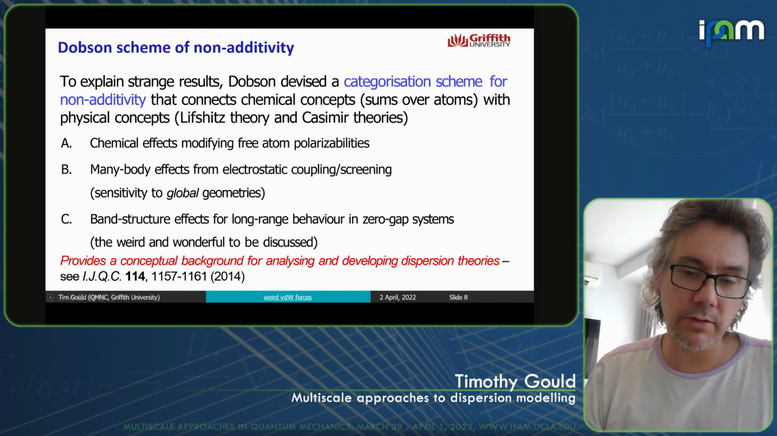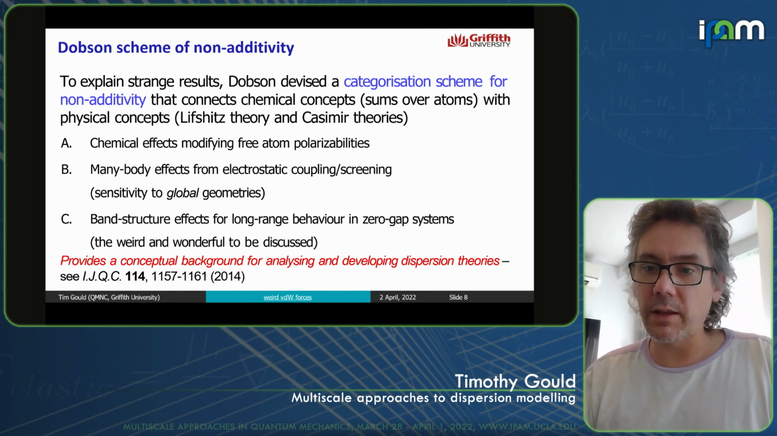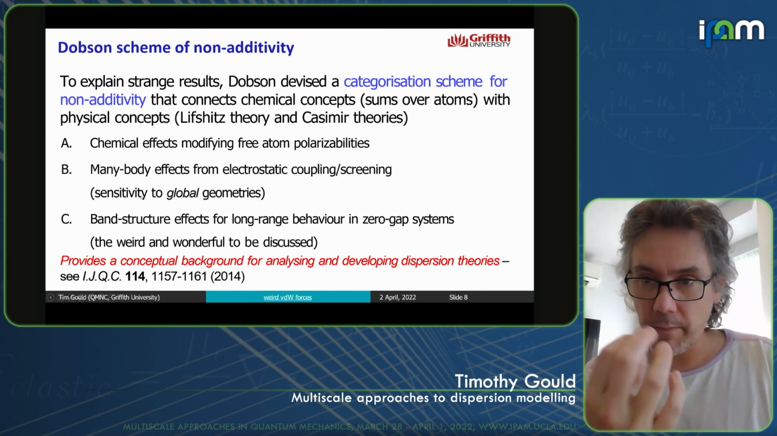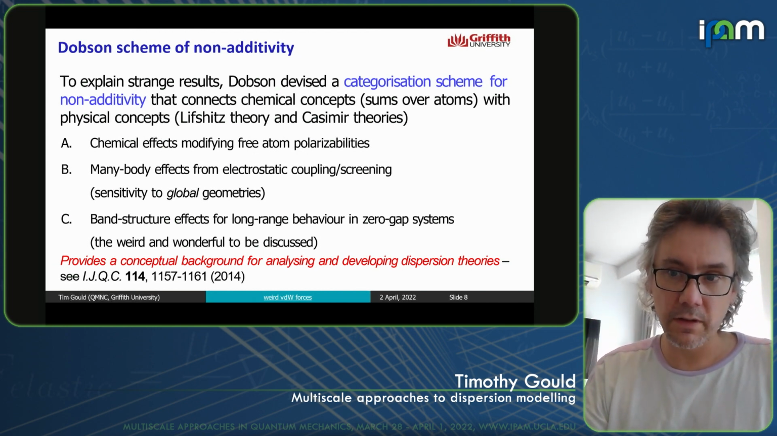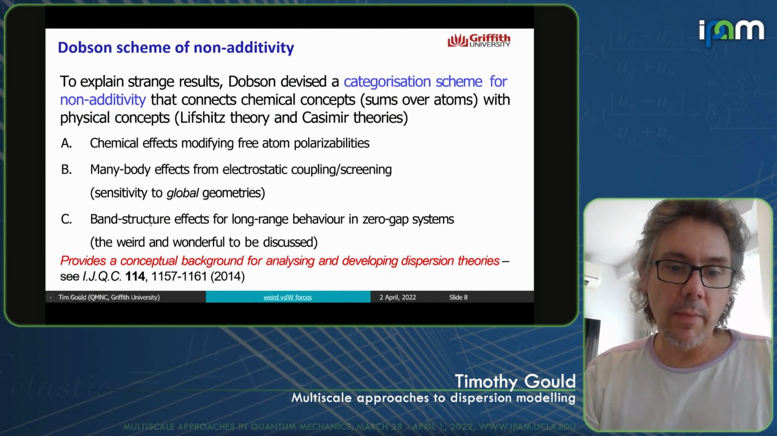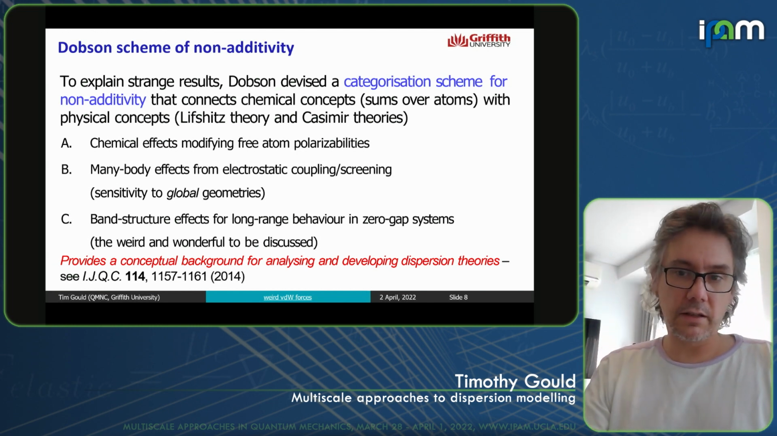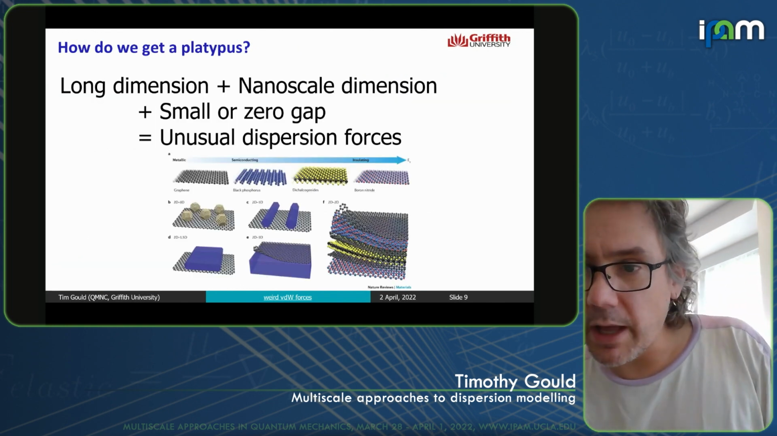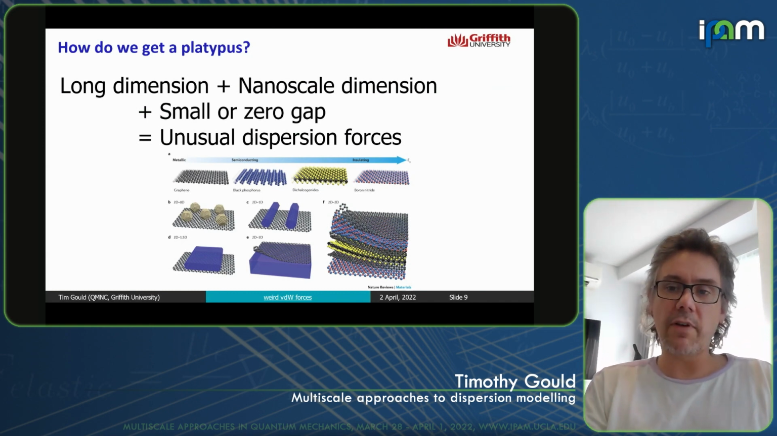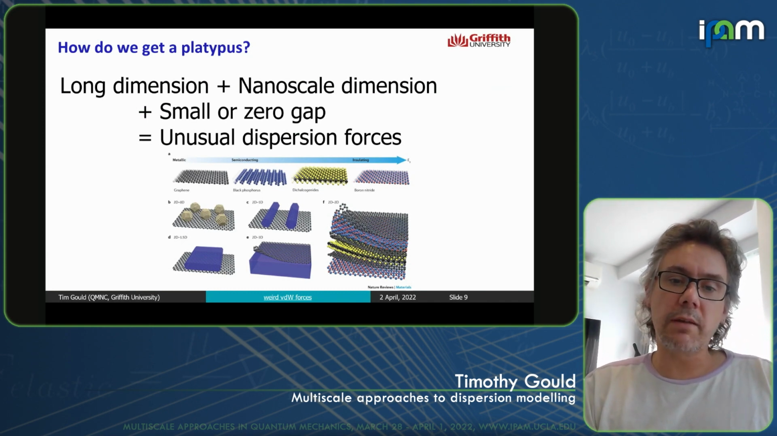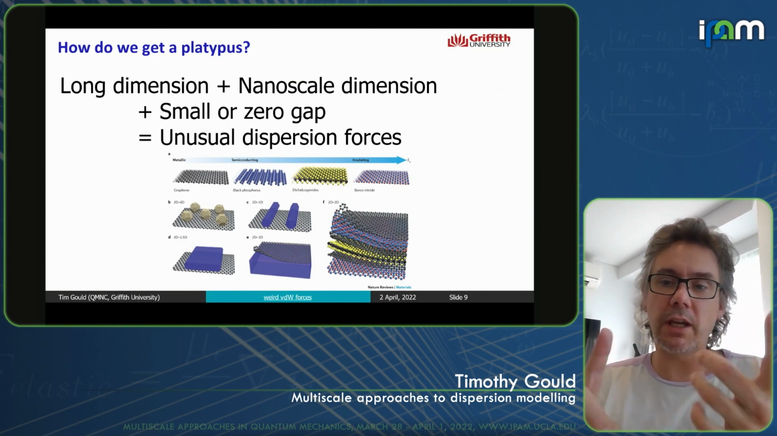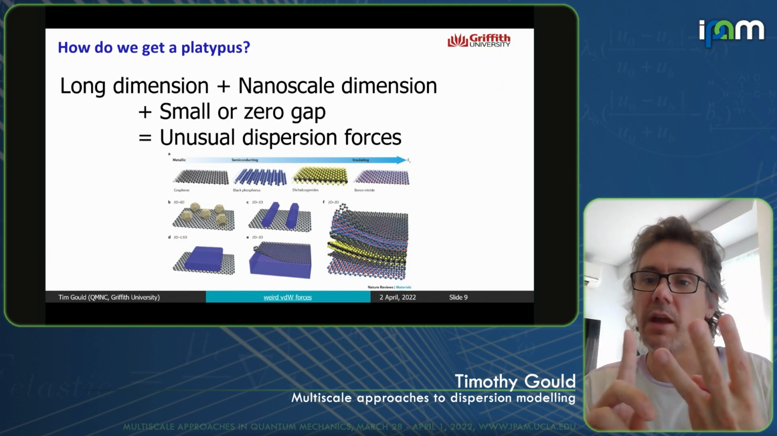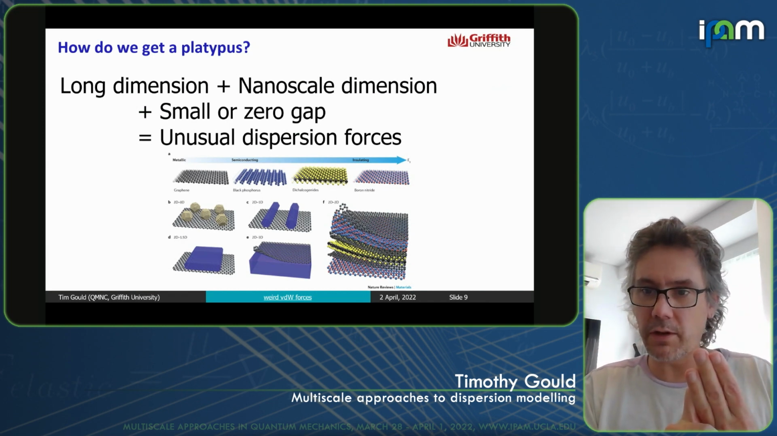And finally, there's band structure effects. These are basically what happens if you have a small gap or a zero gap. And that's where you really get the platypus dispersion forces, the really strange ones. And these are highly collective. So how do we actually make a platypus if we want to engineer a system to have unusual forces? Well, the key ingredients are basically threefold. You need one long dimension in your system, you need one short dimension in your system, and you need a small or zero gap.